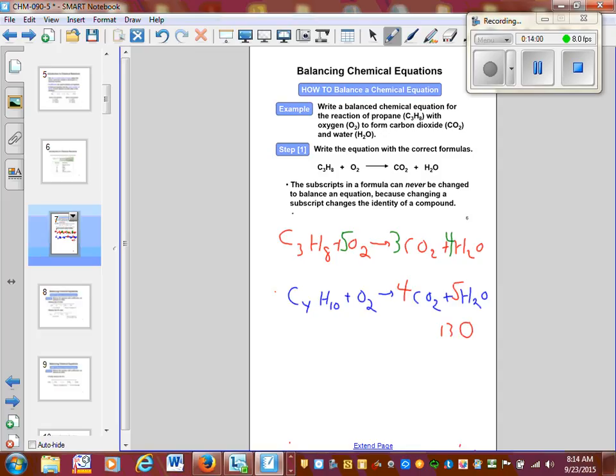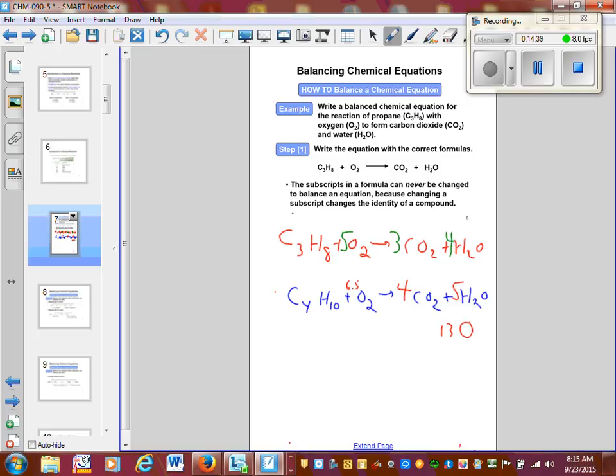Here's what always used to screw me up, because now I have to go back and forth to figure out how to make those balance. Now I'm going to show you the shortcut. What is 13 divided by 2? 6.5. So I'm going to put a 6.5 here. You can't have a 6.5 in an equation. I mean, it balances, but you can't have 6.5. So I have to make that a whole number. How can I make that a whole number?